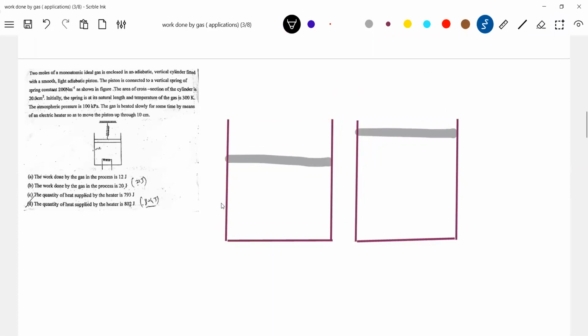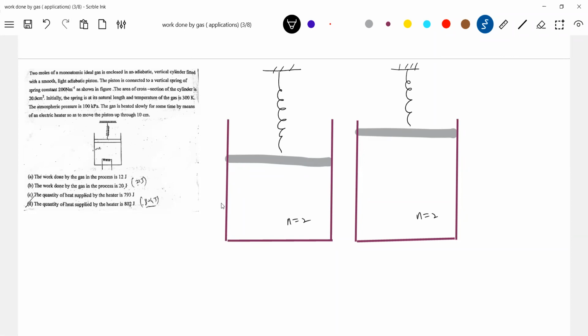This is the first question. Okay, focus on the basic ideas, then it will be easy for you. Okay, this is the thing. So, 2 moles of monoatomic gas. So 2 moles, you write it.